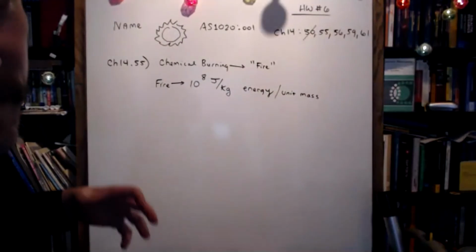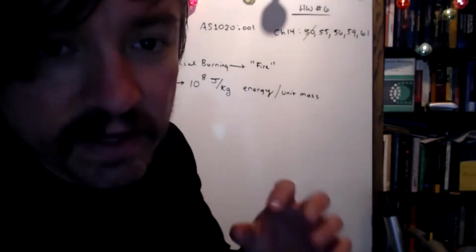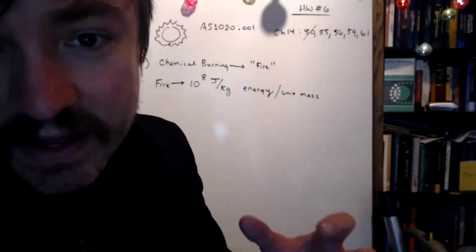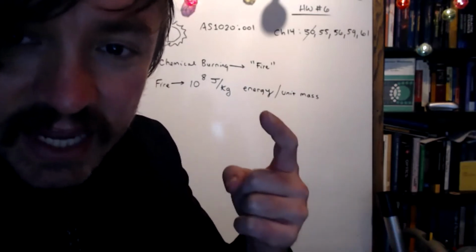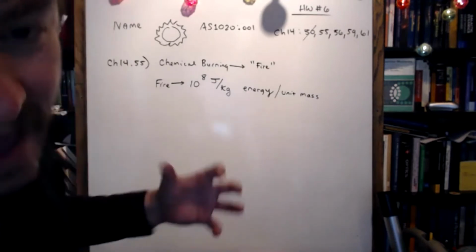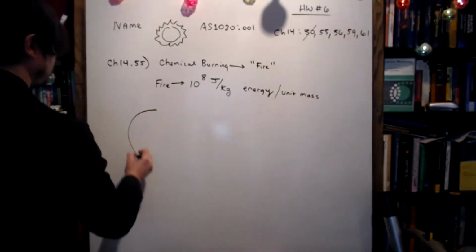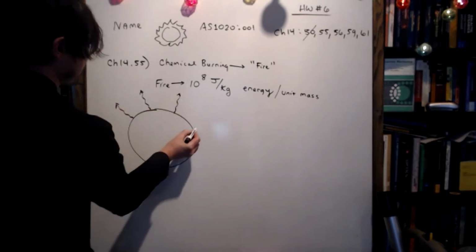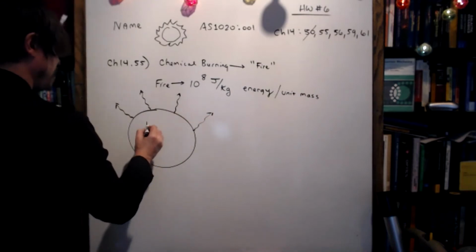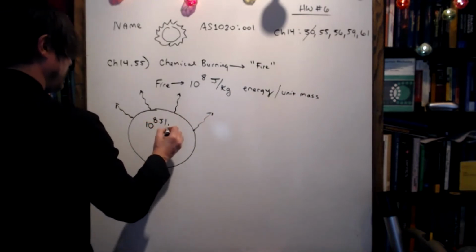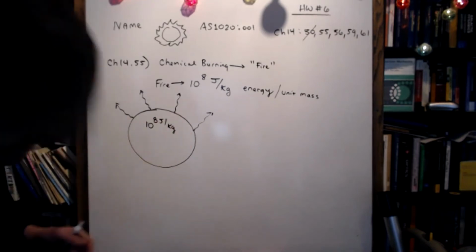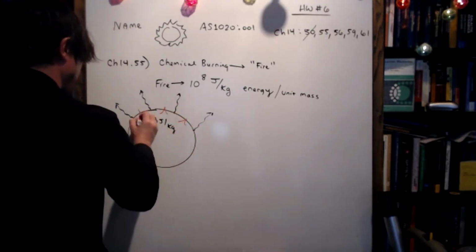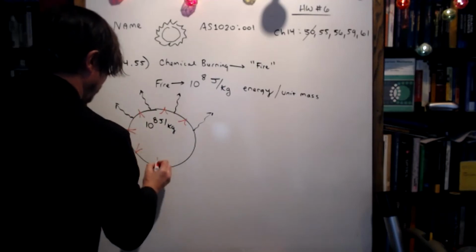This is the thing about problem solving. Sometimes the givens are hidden. Sometimes the givens are not given. But you have to be a smart person and say, what do I know about the sun? What are some facts that would help me here? So here's the sun. The sun's putting out some energy in the form of light, right? We're basically imagining a big ball of fire, and it's producing 10 to the 8 joules per kilogram.